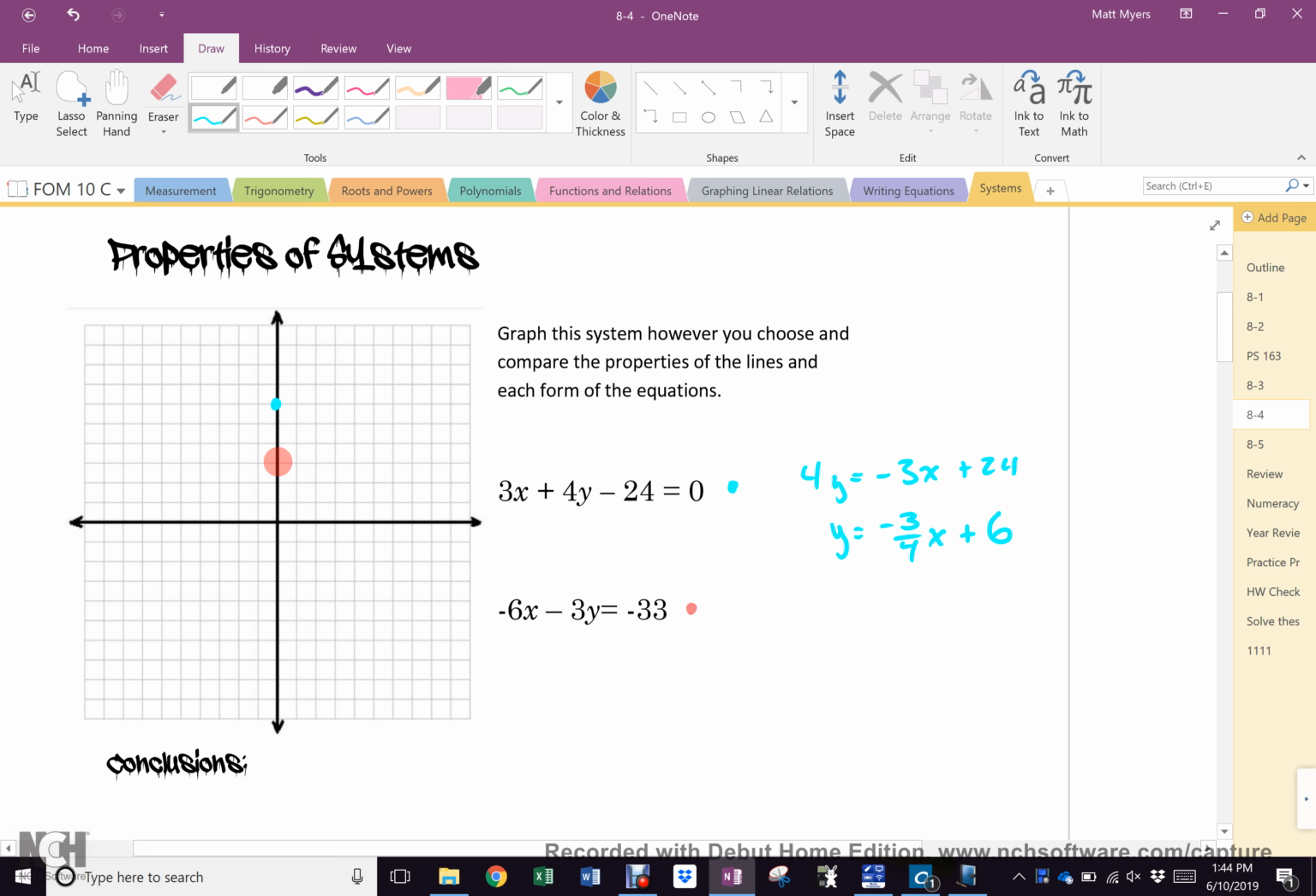Down, 1, 2, 3. And there would be my line. Not a great line. Yeah?